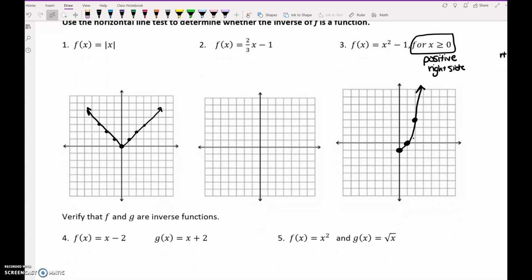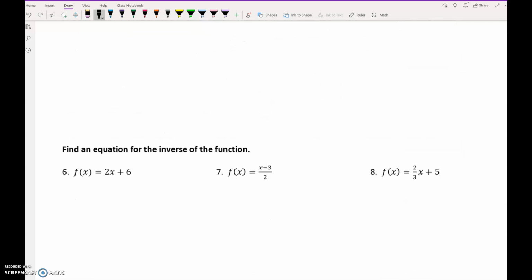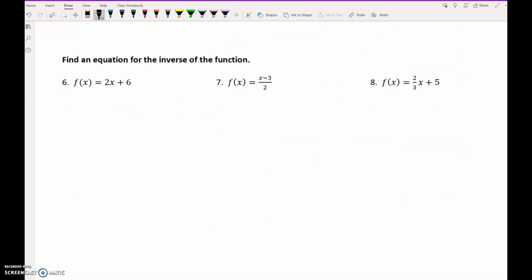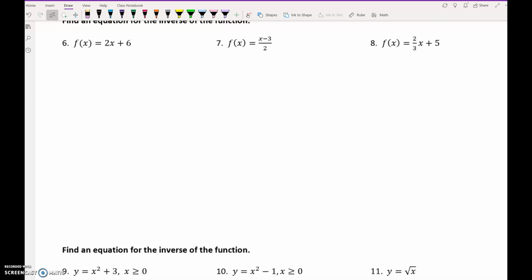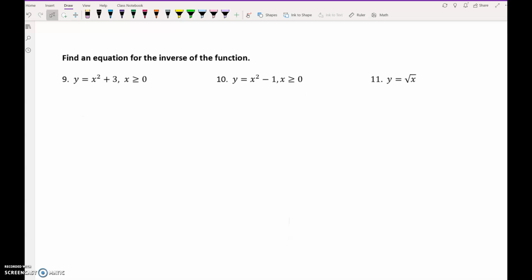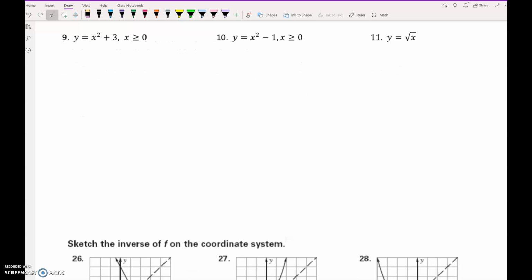Number 4 and number 5, you are verifying that they are inverse functions. Remember, that means that you need to do f of g of x, and your goal is basically to make them both equal x once you've simplified it. At the bottom, 6 through 8, it's finding the inverses. That's what we did yesterday, so that's more practice like yesterday. Same thing with 9 through 11, more practice like yesterday.